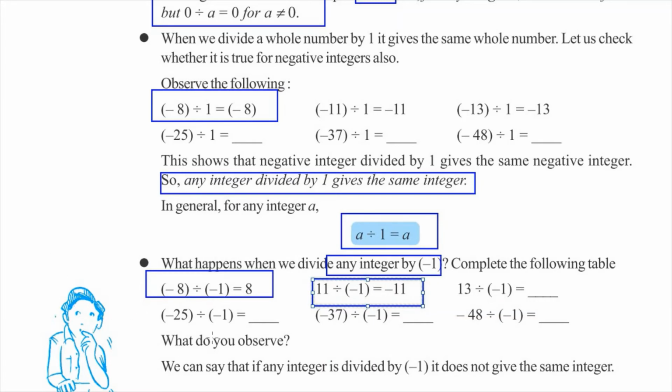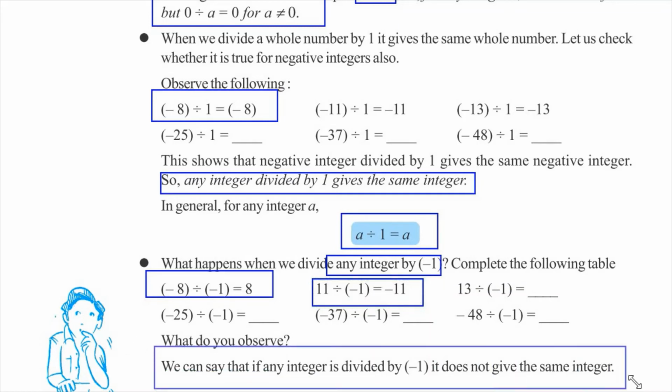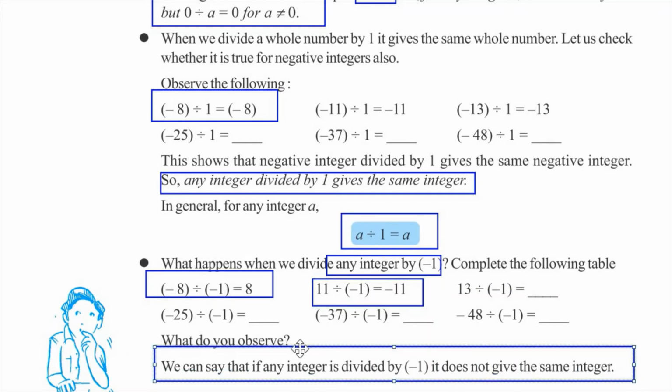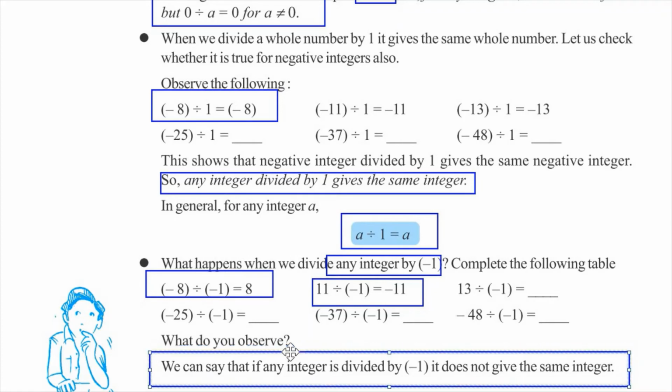So if you solve all these examples, you can observe that if any integer is divided by minus 1, it does not give the same integer. Actually, to come to this conclusion, you can just give one example. This is called proof by counterexample. You will learn more about how you can prove properties in your higher classes, but giving one counterexample is sufficient to disprove a property.